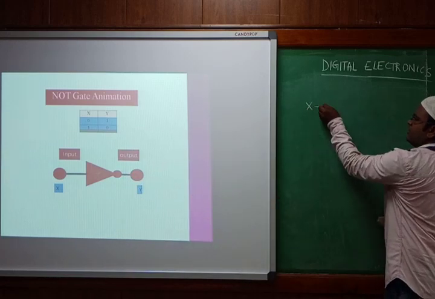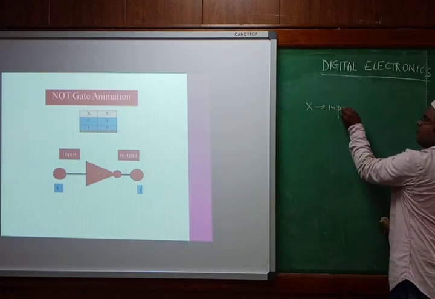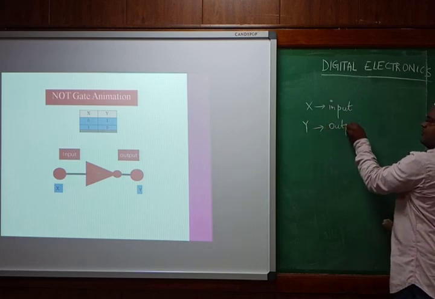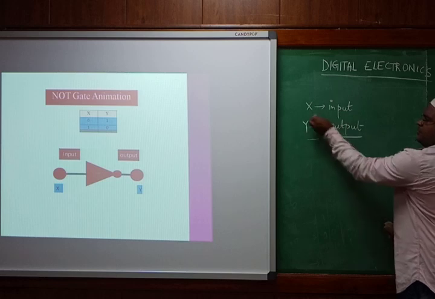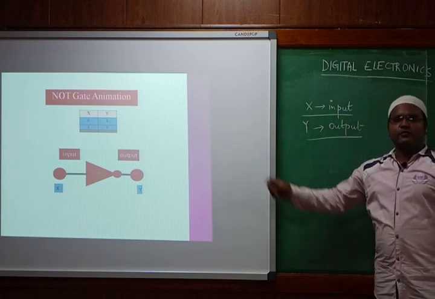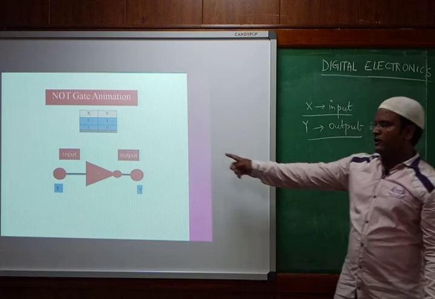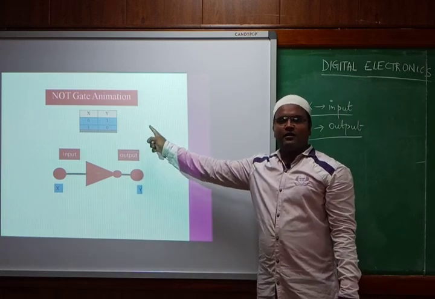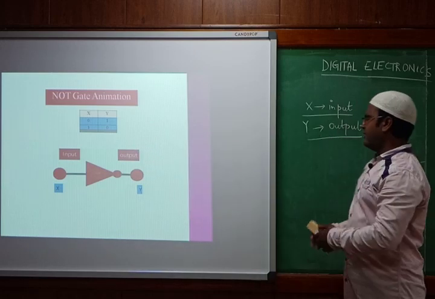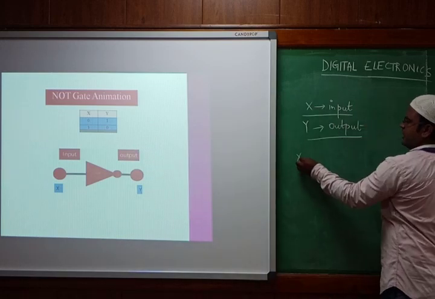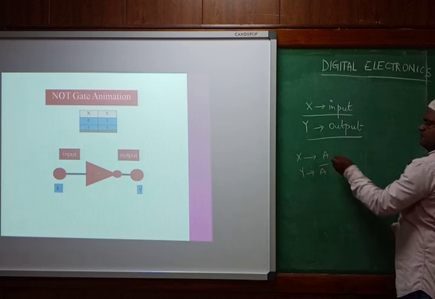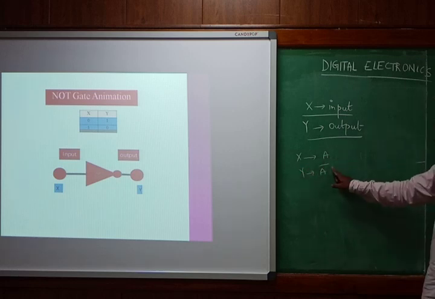So X is my input value, and the Y value I am mentioning over there is the output. So both my input and output are mentioned with the letters X and Y. If I am giving 0 as an input, the output would be 1. If I am giving 1 as an input, the output will be 0. That means if my X value is A, the output Y would be A bar. That bar indicates it's a complement.